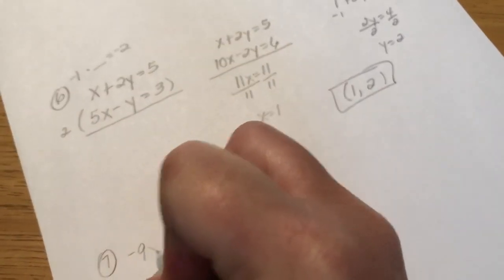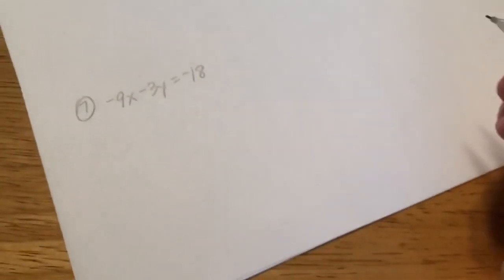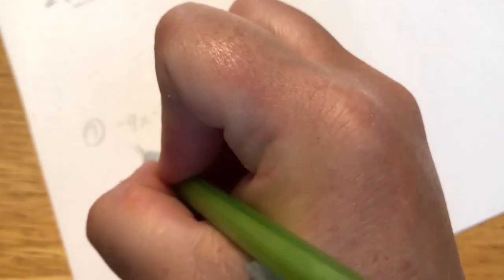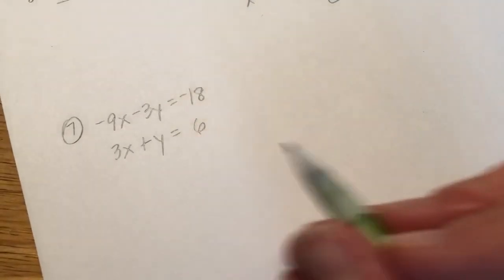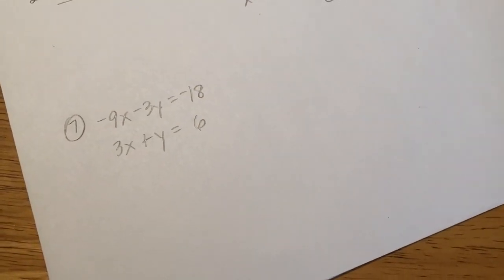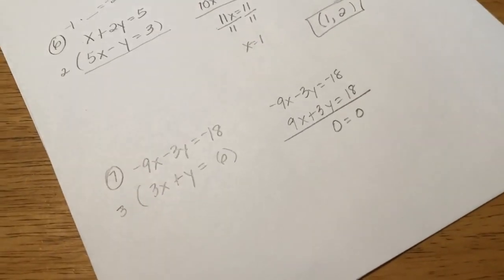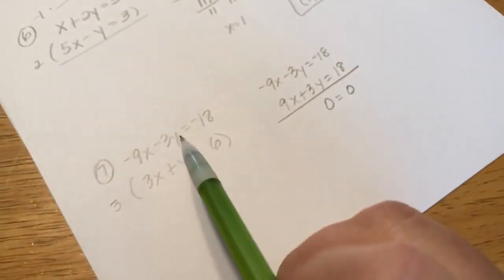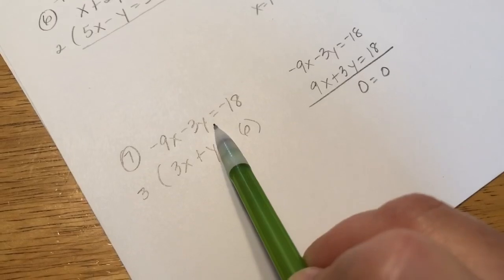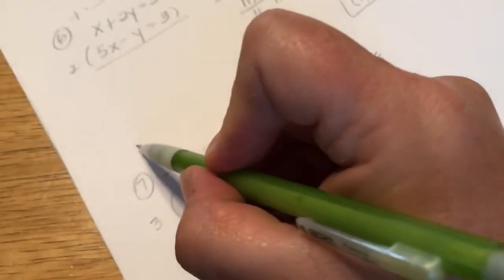All right, number 7. What about this one? -9x minus 3y equals -18, and 3x plus y equals 6. Again, I want you to try and figure this one out, and then we'll see if we get the same answer. So pause your video now. And hopefully you got to a stopping point pretty quick here, because to cancel out with this negative 3y, we need the other one to be a positive 3. So there's a 1 there.